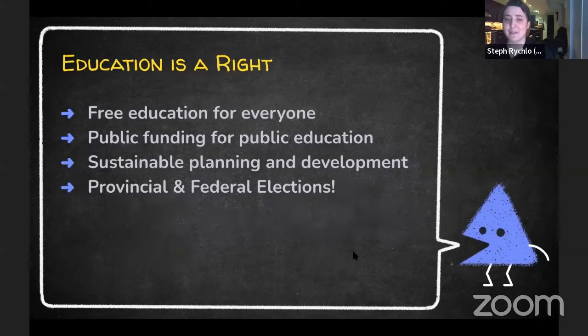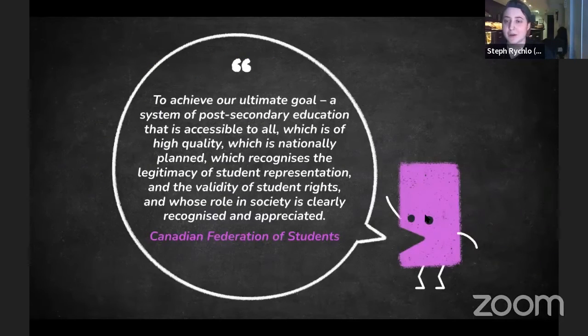So I want to provide a quick quote on our next slide to talk a little bit about what our ultimate goal is. And this comes from the Canadian Federation of Students, which we are a local member of. So to achieve our ultimate goal, a system of post-secondary education that is accessible to all, which is of high quality, which is nationally planned, which recognizes the legitimacy of student representation and the validity of student rights, and whose role in society is clearly recognized and appreciated. So that's what we're fighting for.